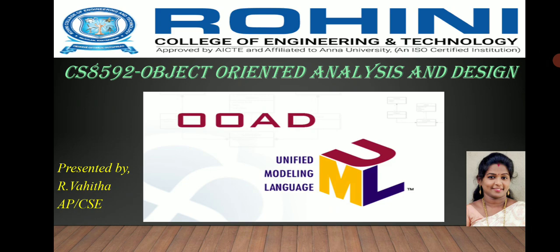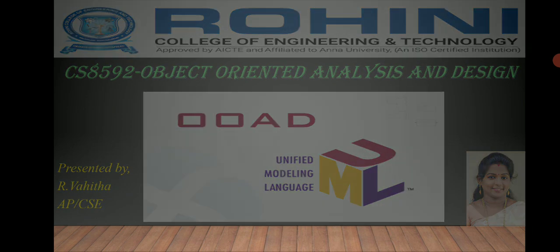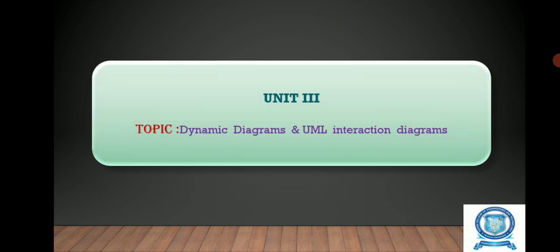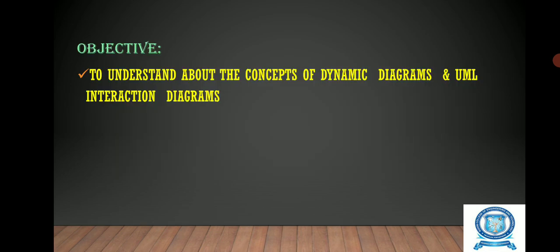I am here to explain a few concepts of the subject CS 8592 Object Oriented Analysis and Design. We are going to discuss the topic Dynamic Diagrams and UML Interaction Diagrams. The objective is to understand the concepts of dynamic diagrams and UML interaction diagrams.